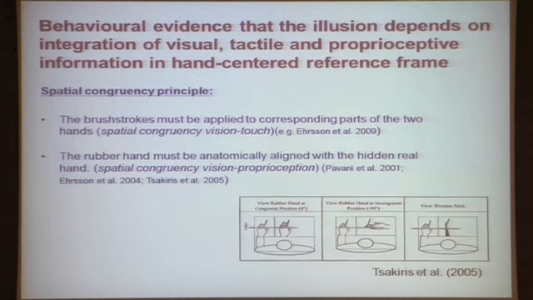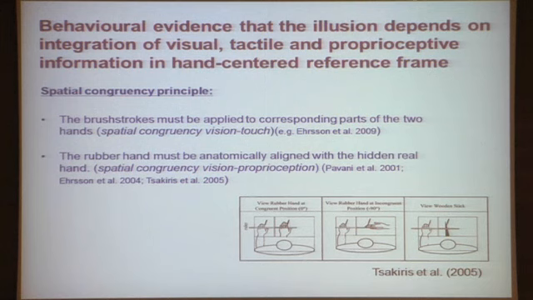Obeying the spatial congruency rule. The rubber hand must be anatomically aligned with the hidden hand, so they must have the same orientation as sticking out from your body. If the rubber hand is rotated like this, which is an experiment from Patrick Haggard and his colleagues in London, the illusion doesn't work. It looks like the rubber hand is pointing in your direction, and even if you touch the two hands synchronously, nothing happens.